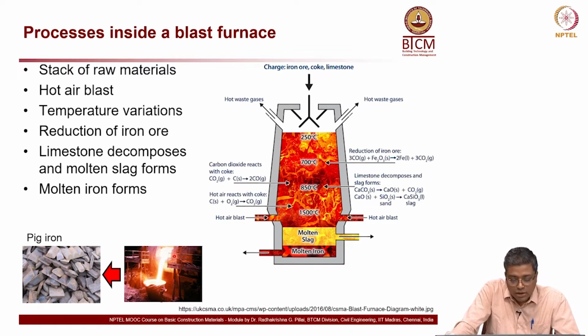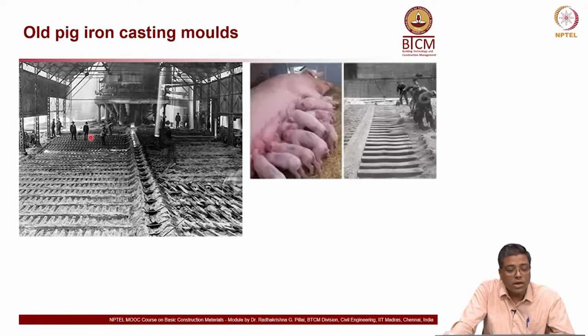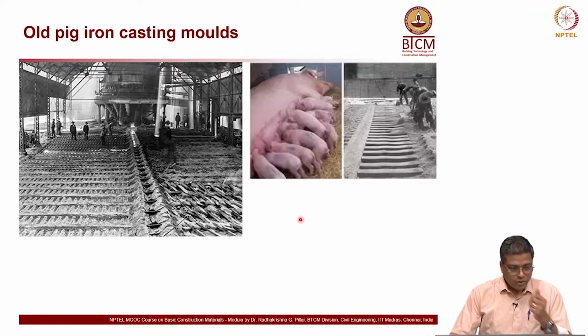So, you can see here, this picture over here is indicating this point here. Molten iron is taken out in a ladle, and then it is poured into forms to make pig iron like this. I will show you more detail about that. Now, this is the picture of an old pig iron casting mold.